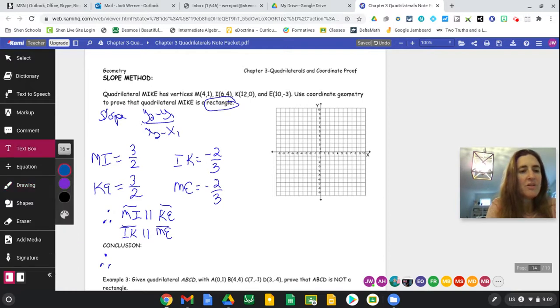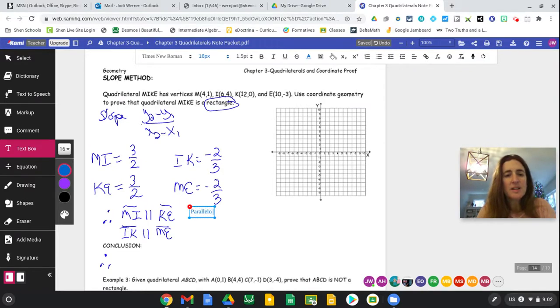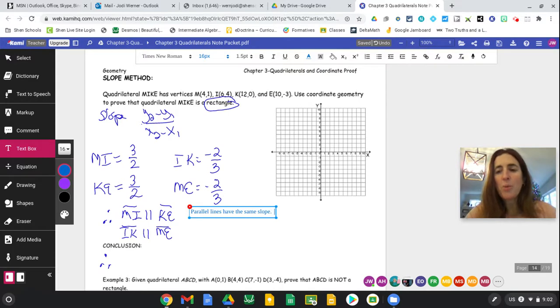Okay, now I know that they're parallel because parallel lines have the same slope. You can't forget that statement because it's super important. Otherwise, your reader of your proof won't know how you knew those lines were parallel. You have to always justify everything. That's the whole point of the proof. So parallel lines have the same slope.